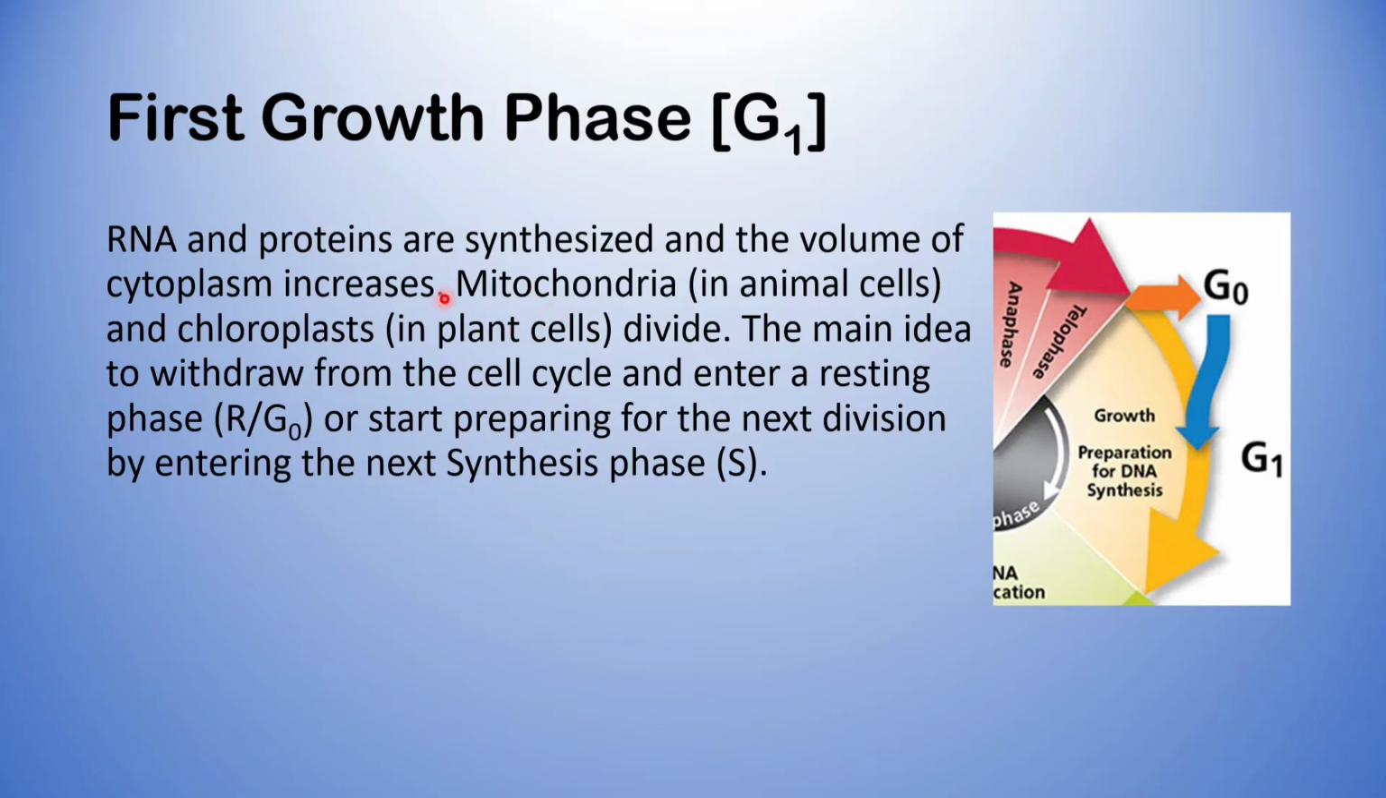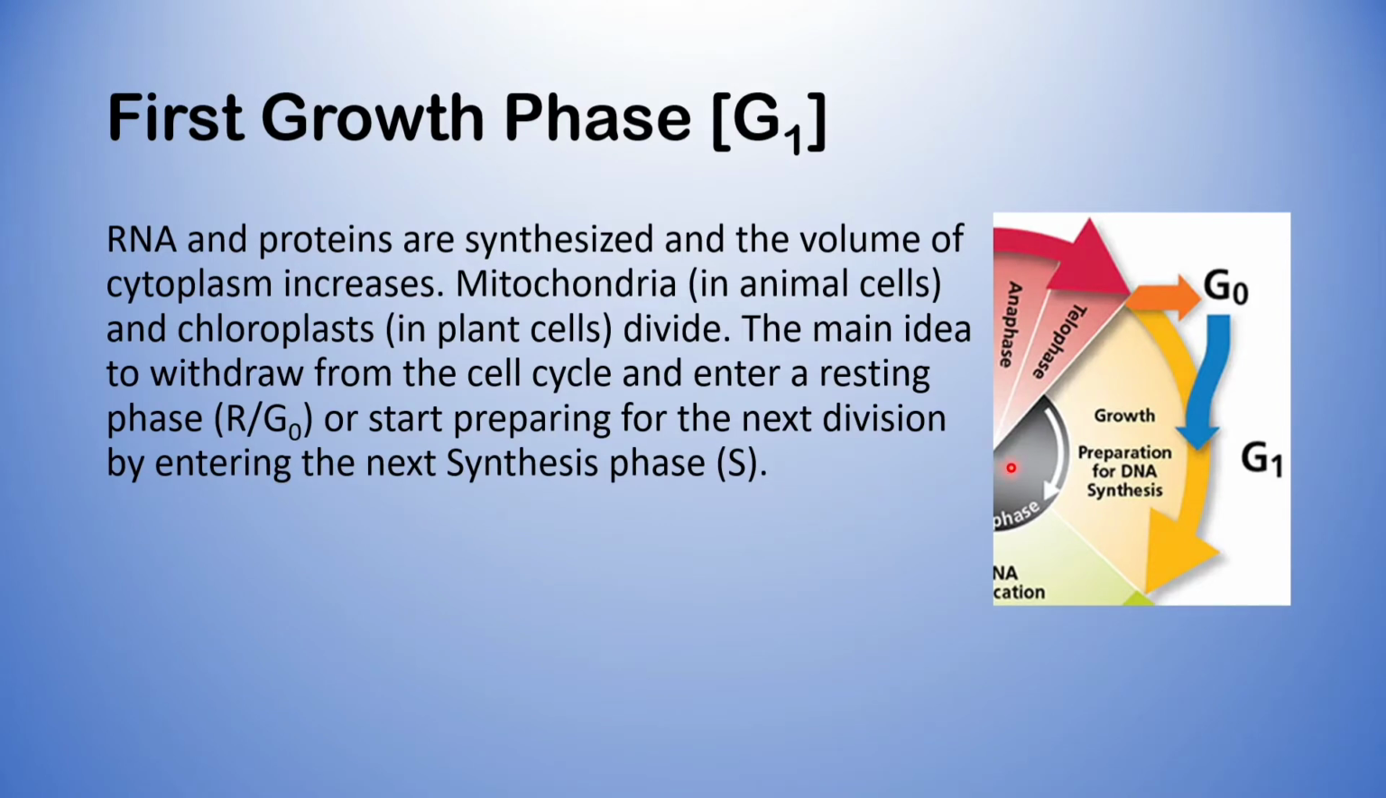In this phase, the RNA and proteins are synthesized and the volume of the cytoplasm increases. The mitochondria in animal cells and chloroplasts in plant cells are divided. The main idea is to withdraw from the cell cycle and enter a resting phase. So in G0 phase, we have talked about G0 phase, it is called the G0 or the resting phase, also called the R phase, known as the resting phase. Okay, or the start of preparing for the next division by entering the next synthesis phase.